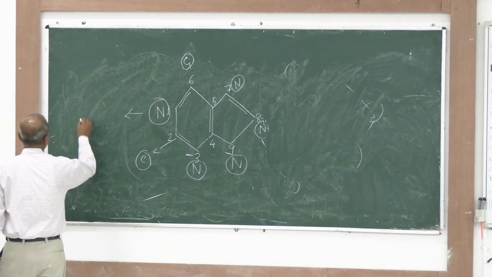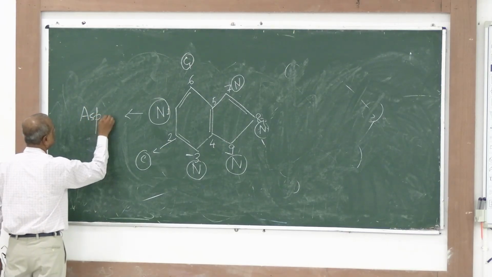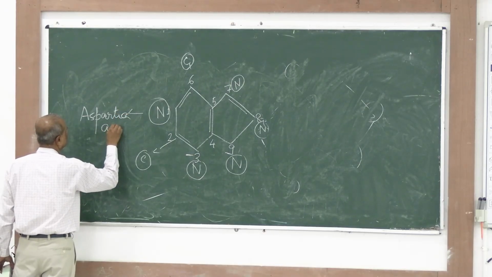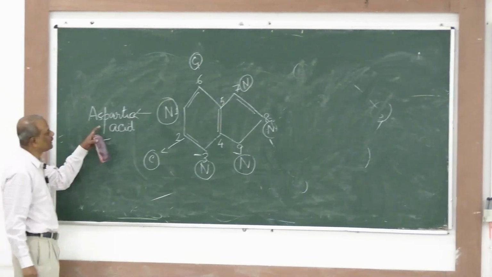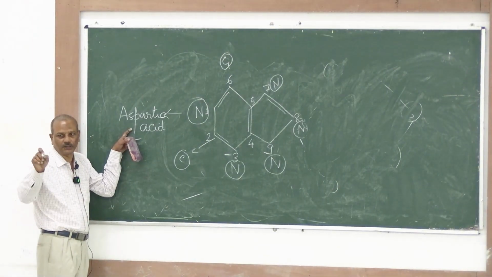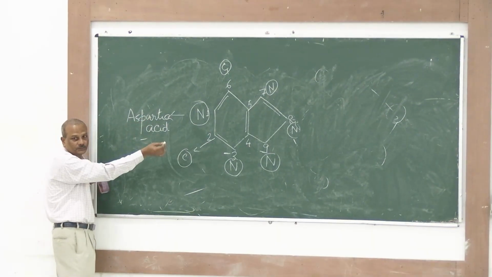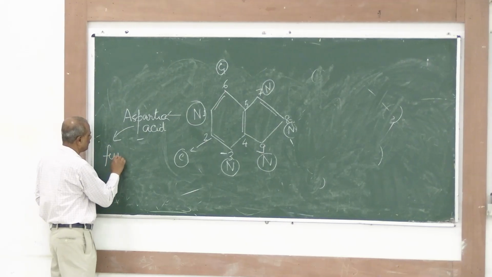Number 1 is aspartic acid. Aspartic acid is an amino acid, you know. So aspartic acid contributes 1 nitrogen. It is an amino group, it can give 1 nitrogen. And after it donates nitrogen, it is converted into fumarate.